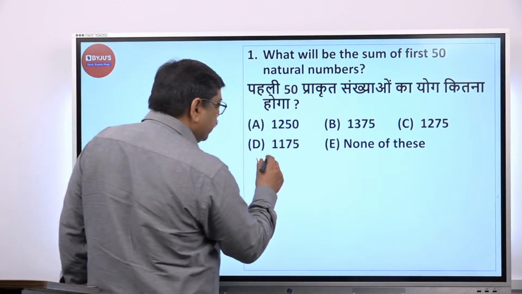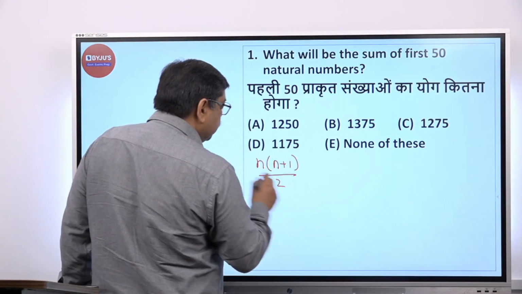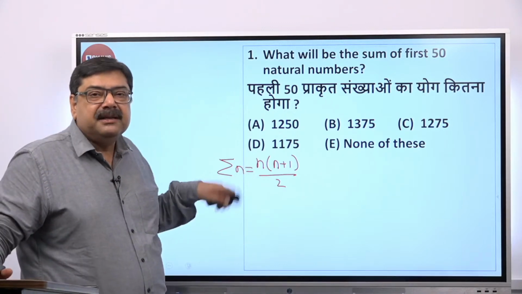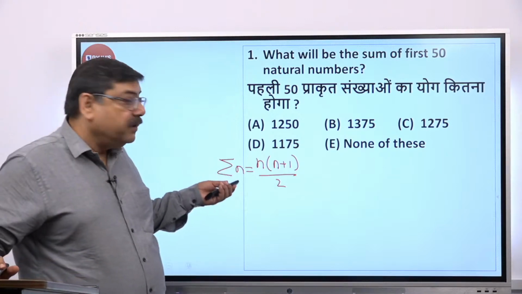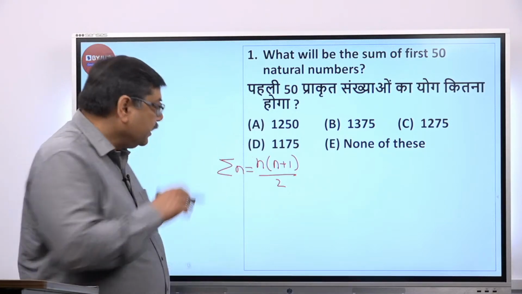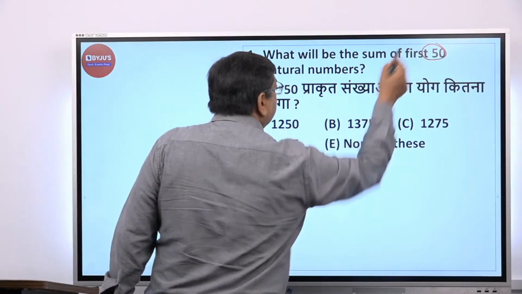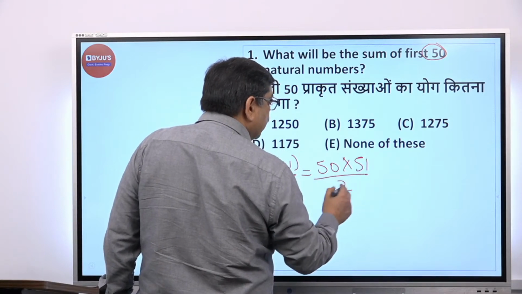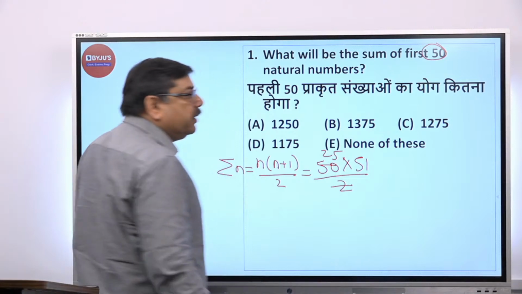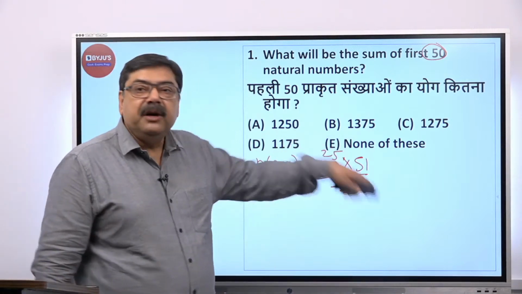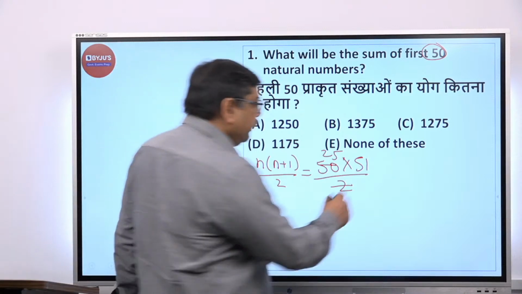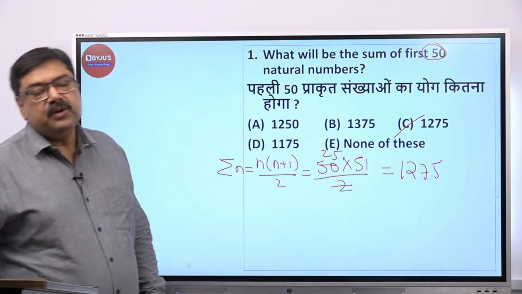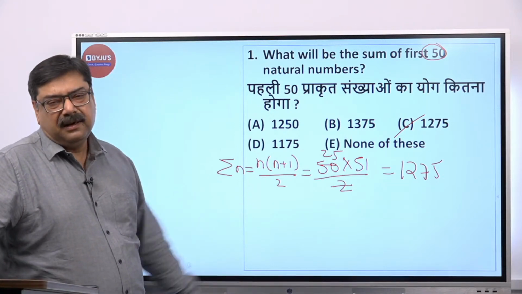So what is it that you're going to do? N into n plus 1 by 2. This is also denoted as sigma n. Sigma means summation here. Sigma is a symbol which is used for summation, alright, of n natural numbers. So here the value of n is given to you as 50. आपको 50 दे रखी है यहाँ पर वैल्यू, तो 50 into 51, 50 into 51 by 2 goes by 25. So 25 into 50 is 1250 plus another 25. So this should be 1275, which is given to us in choice C. Very simple one, just substitution in the formula.